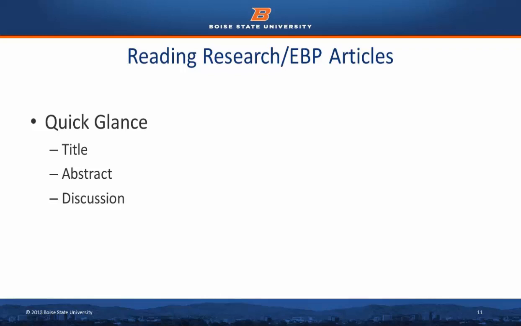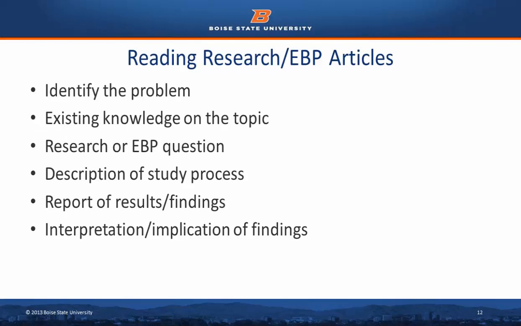You can usually tell if a study is going to be one that you want to explore in more detail or not simply by reviewing these three sections. This is a list of the common aspects covered in a research or evidence-based project article. We'll review each section in a bit more detail here.